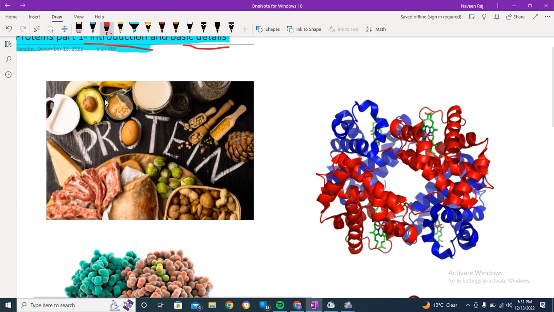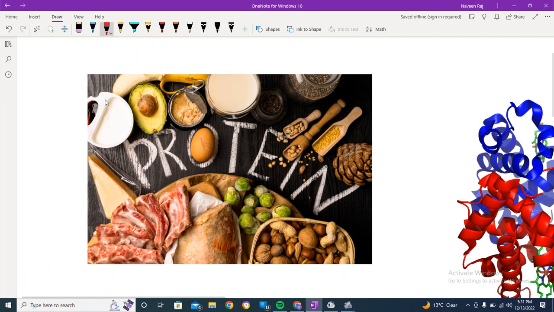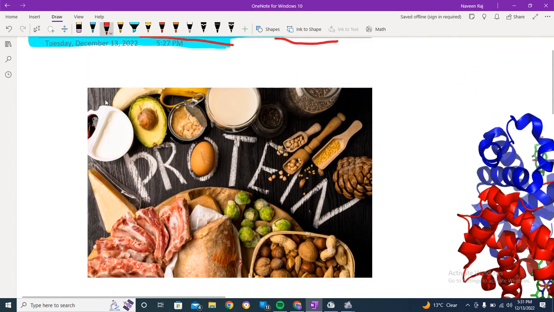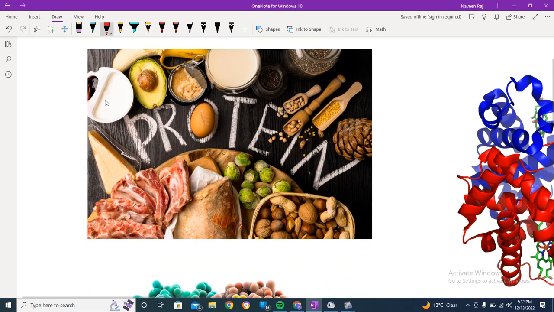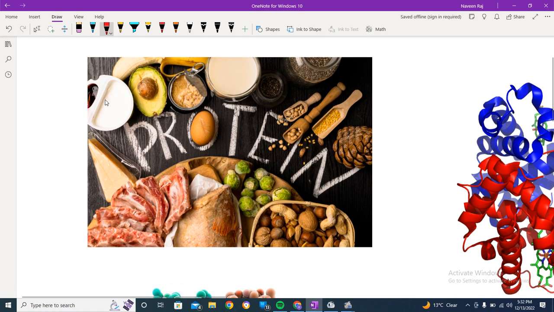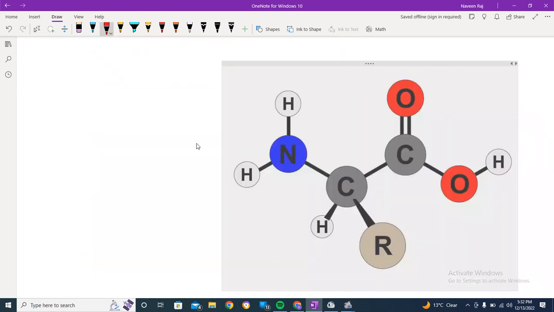First of all, before entering the topic, you're going to see a picture on this side that is showing protein. Basically these are the sources of protein. This shows that protein is one of the biomolecules and is present in the nutrition that we take. It shows which sort of foods have proteins. Protein is present in almost all food, but a rich amount is present in these sorts of foods. For example, in the center you've got an egg.